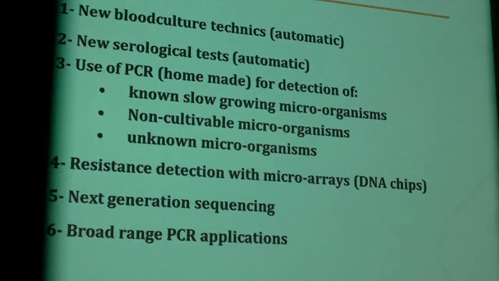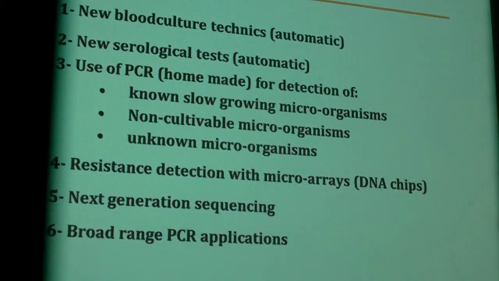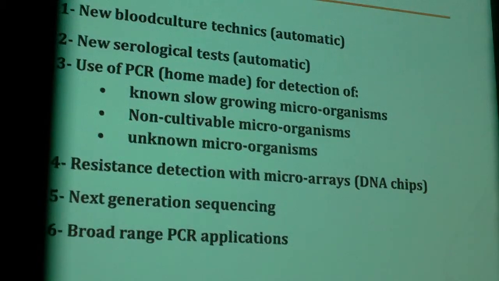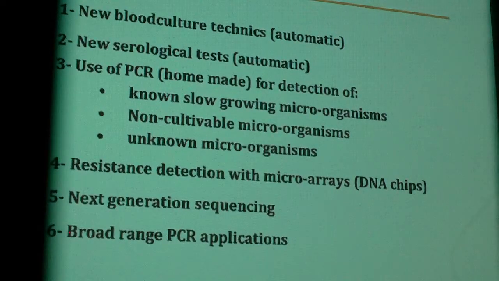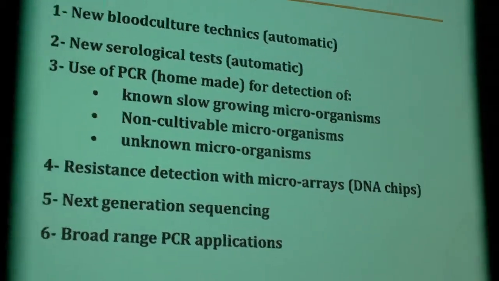So what are these new developments? Blood culture techniques are completely automated now. Serological techniques are also automated. And then PCR, mostly homemade, so the laboratory itself made the whole test, especially for slow-growing microorganisms, at the time non-cultivable microorganisms, and yet unknown microorganisms. And also resistance is more and more detected on microarrays. And of course, some look to the near future with next generation sequencing and broad range PCR applications. So I will guide you through these 6 points during this lecture.